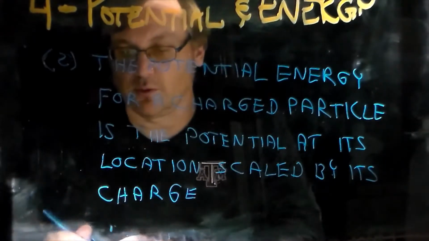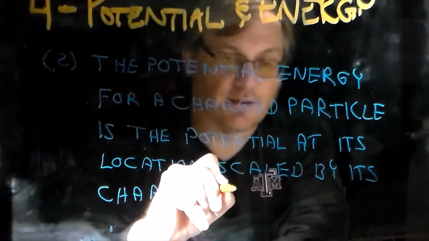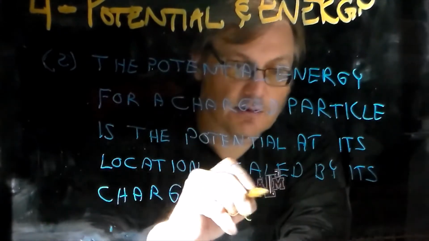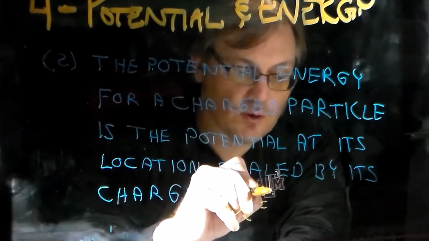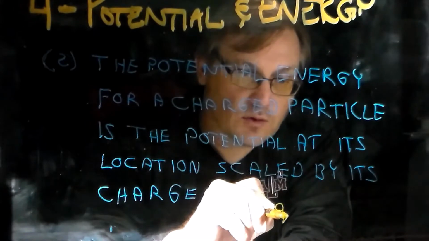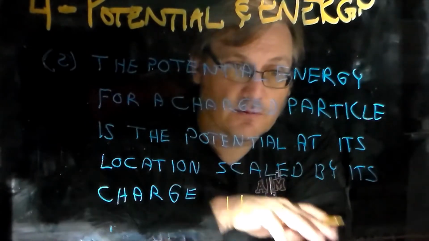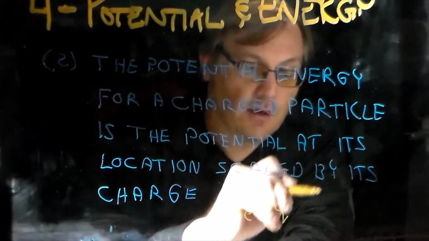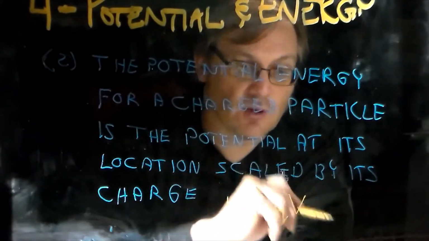And that's not too terribly difficult. That is the potential energy, the electrostatic potential energy. We can make that more complicated. It is going to be equal to the charge of the object, not the charge of the generating object, but the charge of the object being acted upon, times the potential at that point.